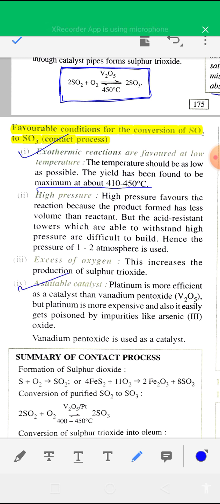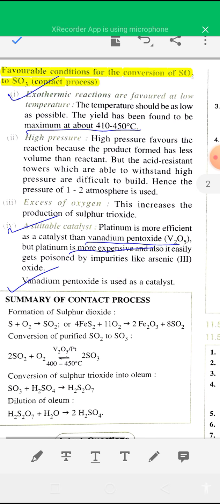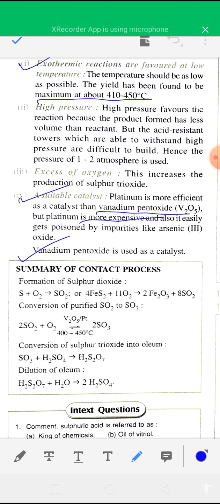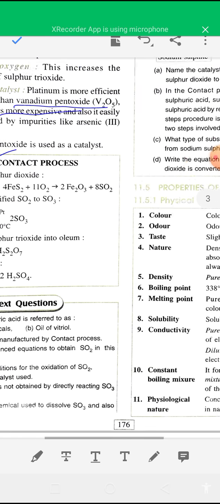In this reaction, a suitable catalyst, vanadium pentoxide catalyst, is used. Platinum is more efficient as a catalyst than vanadium pentoxide, but platinum is more expensive and it also easily gets poisoned by impurities like arsenic trioxide. So vanadium pentoxide is used as the catalyst. So see the summary of the contact process. All this reaction with conditions you have to remember.